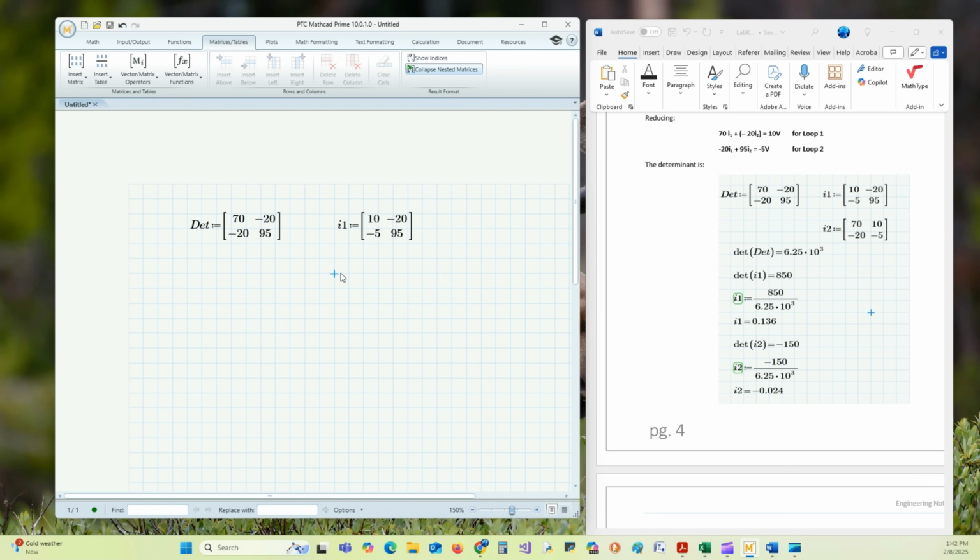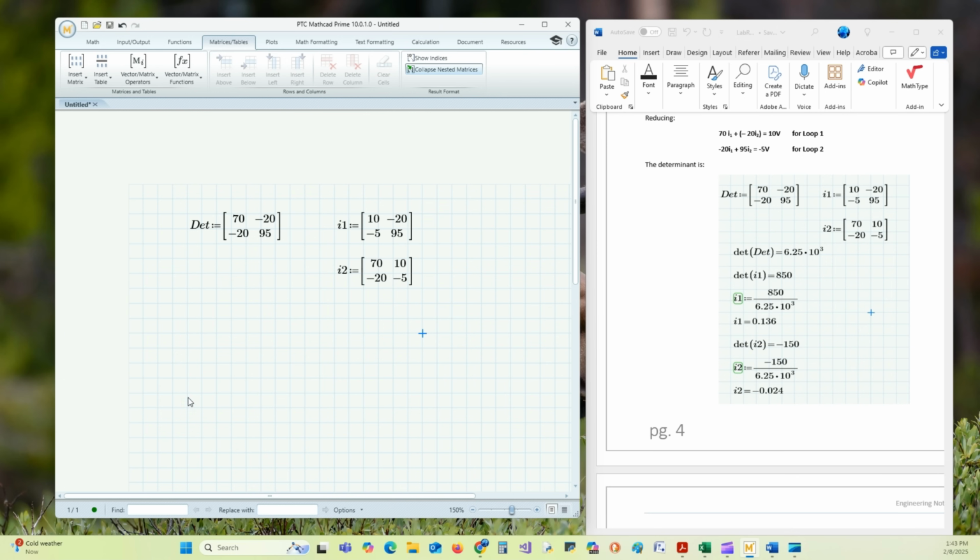Go to I2, let's do I2. I2, shift colon. We have the little gray area. We want to enter a 2 by 2 matrix again, second order. We're substituting 10, the voltage values, into the I2 column, creating this matrix right here. So we enter 70, we tab, enter 10, tab, negative 20, tab, negative 5, and hit enter.